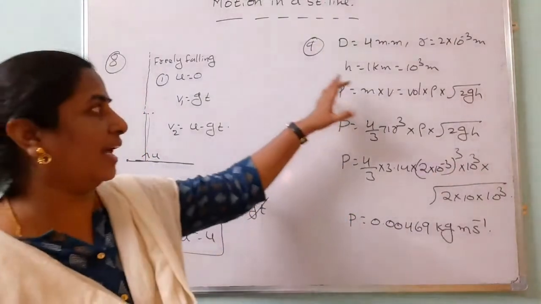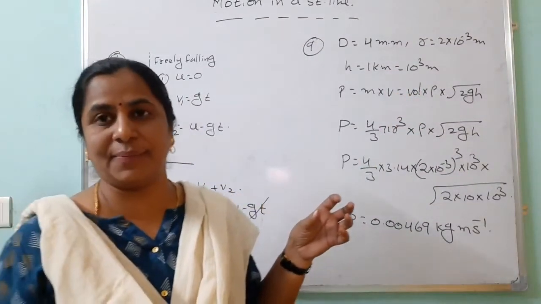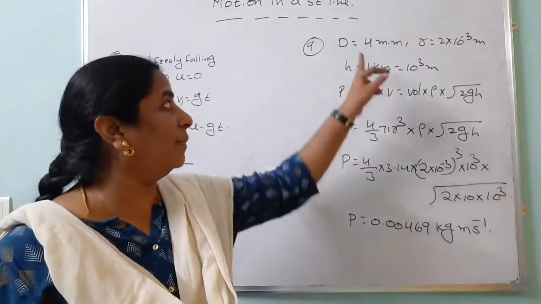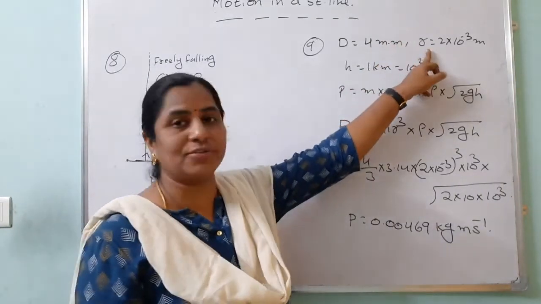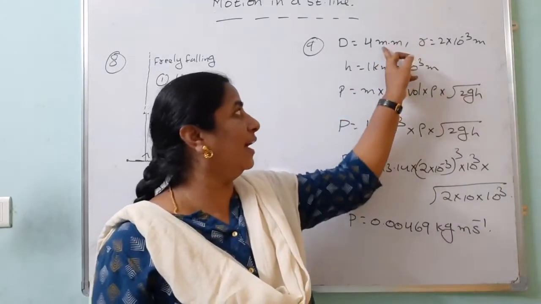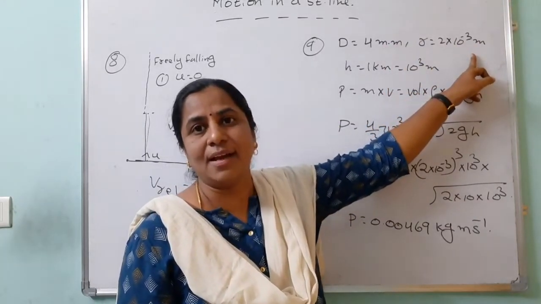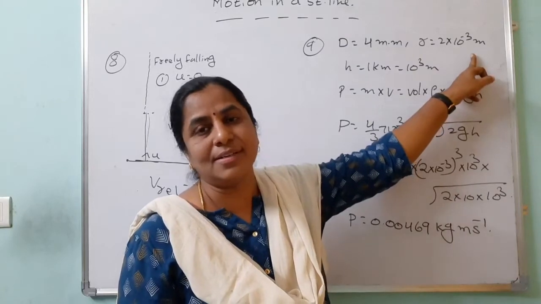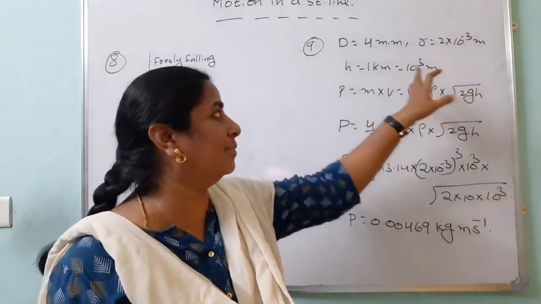Then our 9th question is, there is one raindrop. That raindrop's diameter is 4 millimeters. When you know the diameter, we can find the radius. That too I have converted from millimeters to meters. While doing the simplifications, all units must follow the same system, either CGS system or MKS system or SI system, and so on.